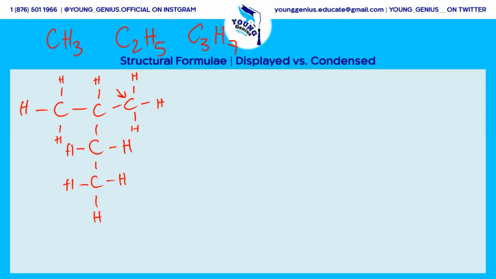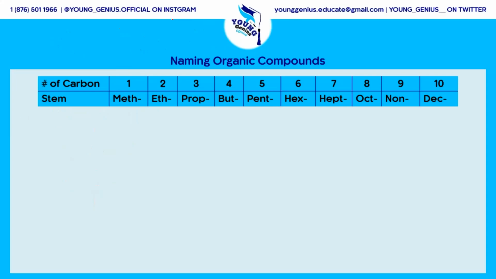But repeat those names. So CH3 is called methyl. And what is C2H5 called? Two carbon atoms, ethyl. Remember, these are the alkyl groups. And then the 3 would be propyl. Then 4 is butyl, 5 pentyl, hexyl, heptyl, octyl, nonyl, decyl.